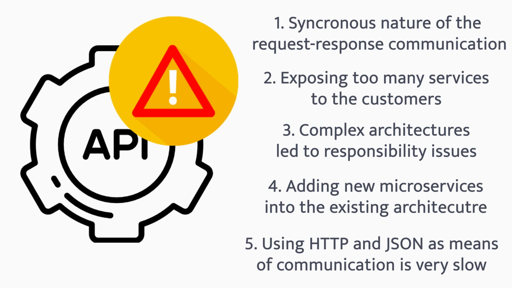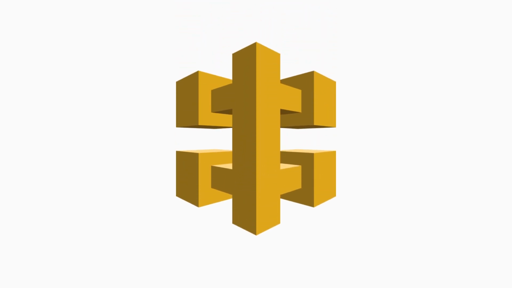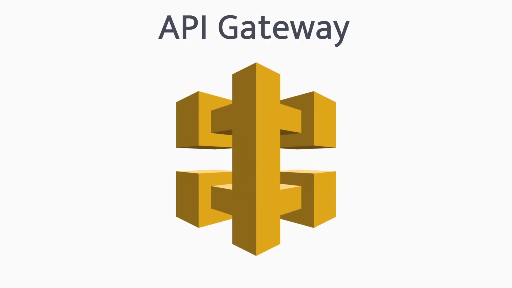Fortunately, most of these issues have now been addressed and appropriate solutions have been put in place. These solutions are related to several specific patterns that form today's best practices of building scalable microservices architectures. The first pattern that is very useful in the context of the microservices architecture is the API gateway. This pattern is helpful in addressing the issue of exposing too many microservices to the customers.